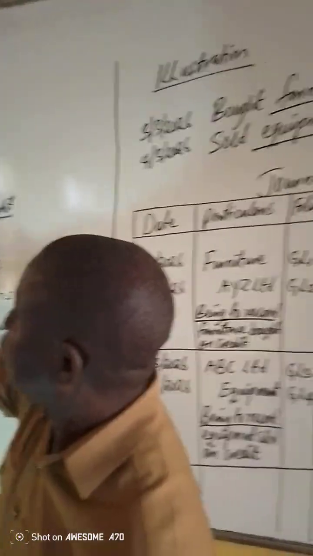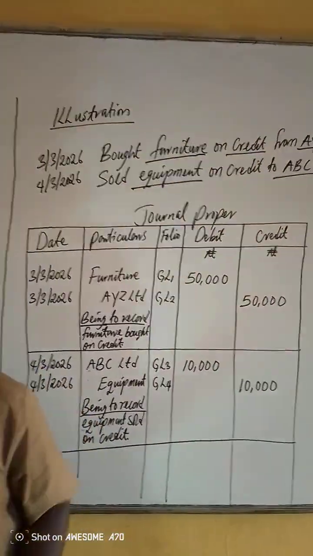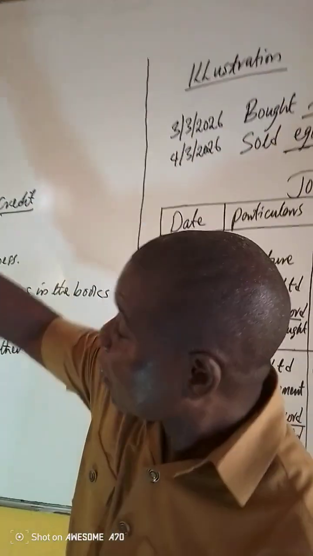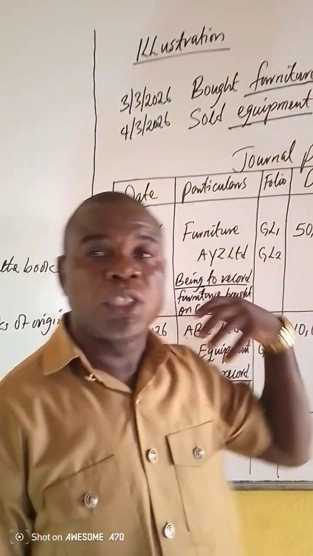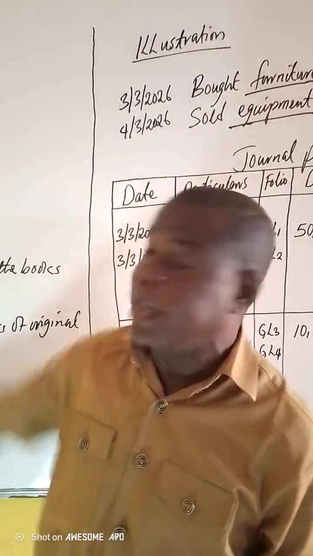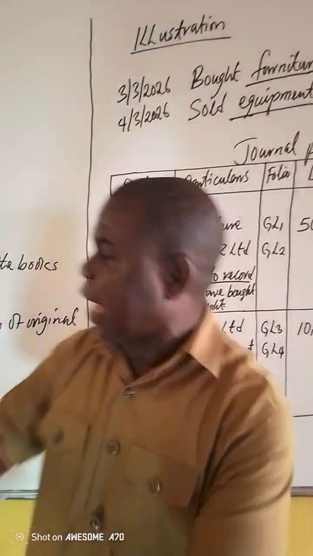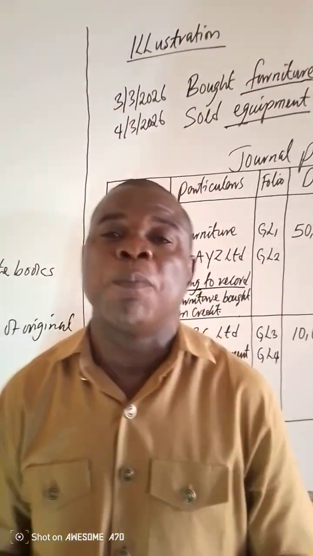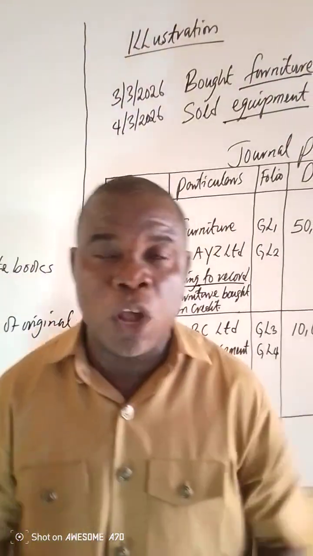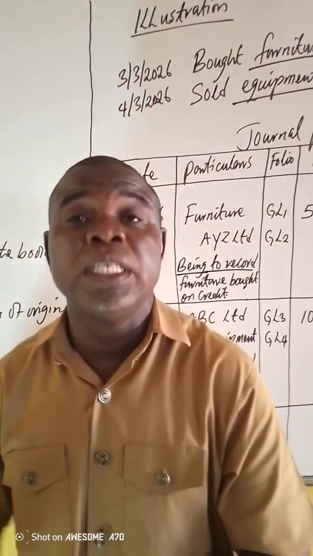The first illustration, purchase and sale of non-current assets on credit. Don't forget to follow my video because all the other transactions will be recorded and demonstrated in the journal proper. And these are areas where most learners, I must confess, have difficulty in posting into the journal proper, and some don't even know how the journal proper is handled. So if you follow me up, you are going to know how all these transactions are posted using the journal proper.